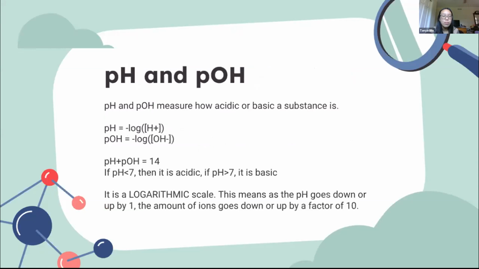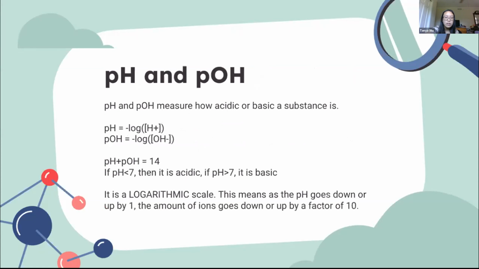Okay, pH and pOH. pH and pOH is just a measure of how acidic or basic a substance is. pH is the negative log of the concentration of hydrogen ions, and pOH is the negative log of the concentration of hydroxide ions. And pH plus pOH equals 14 all the time.